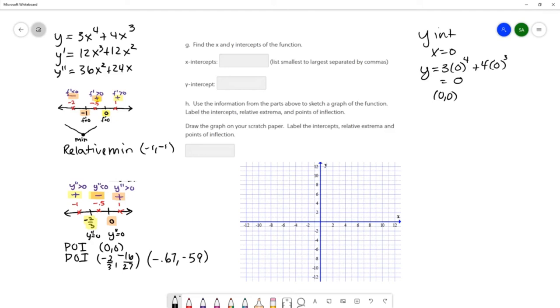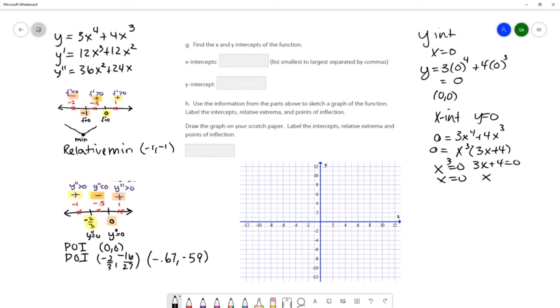We also want to find the x-intercept. We're going to find the x-intercept by letting y equal 0. So that gives us the equation 0 equals 3x to the 4th plus 4x cubed. We can factor out the greatest common factor of x cubed, and that's going to leave us with 3x plus 4. We set each of these factors equal to 0. We're going to get x equals 0 and x equals negative 4/3. So that gives us x-intercepts of 0, 0 and negative 4/3, 0.